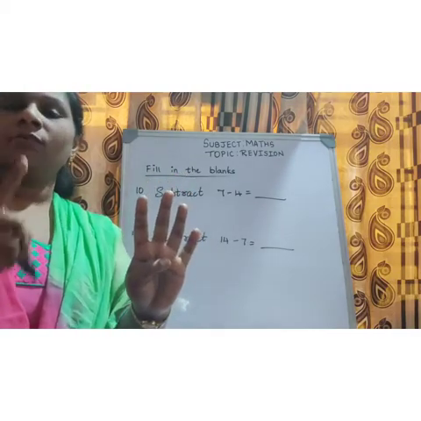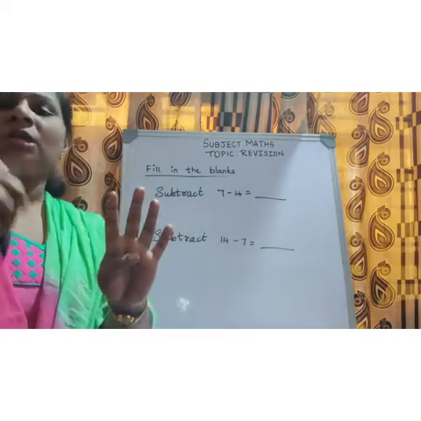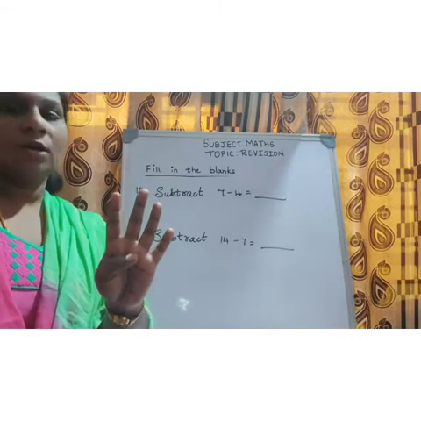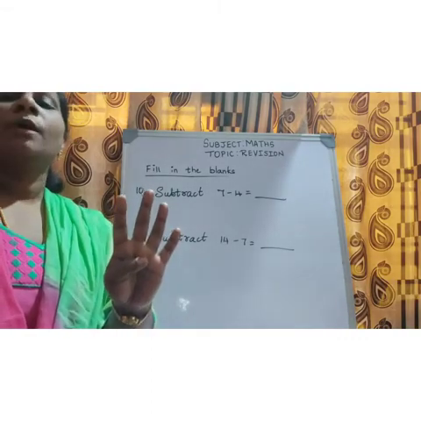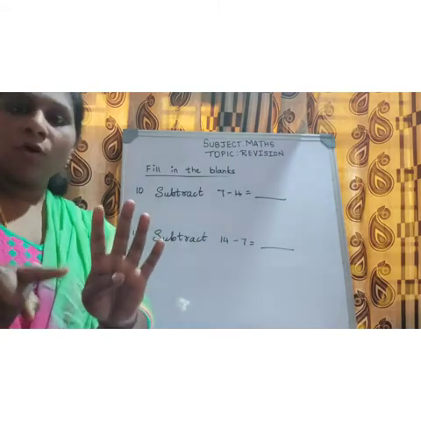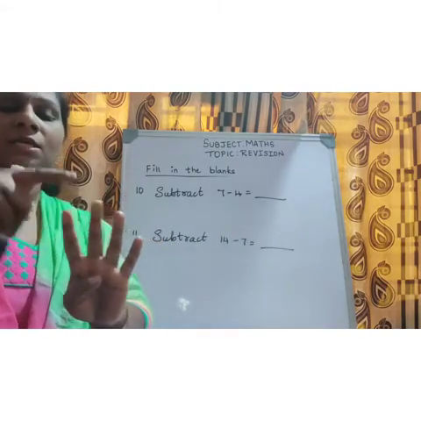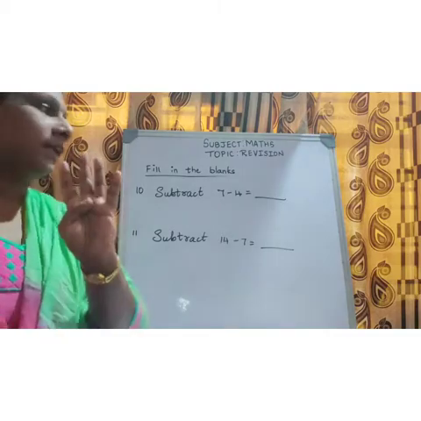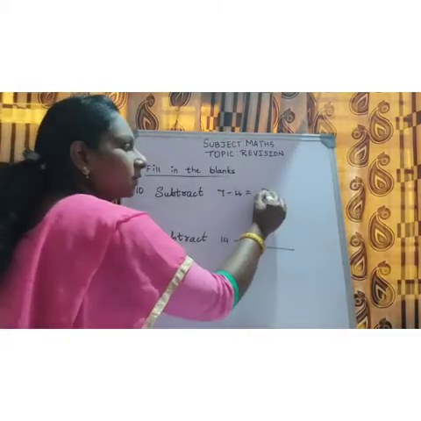For subtraction, what should we use? Before, not after. For after we use for addition. For subtraction we use before. 7 in your mind, 4 show it in your finger. Before 7: 6, 5, 4, 3. So the answer is 3.